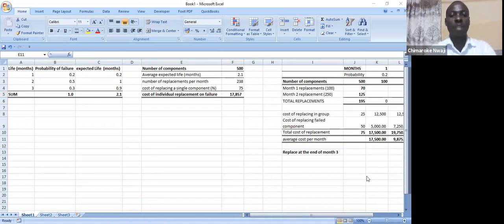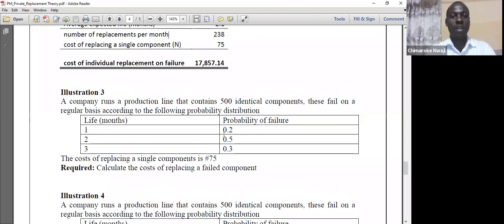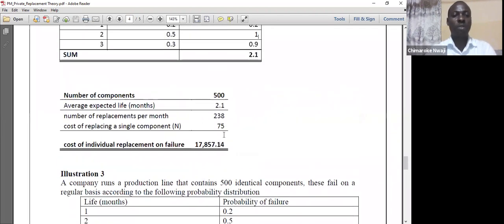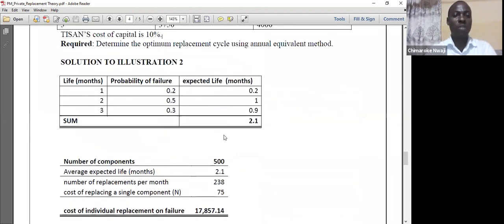Now that is the answer to that question. See it here, it is in solution 2. Since we are doing replacement theory, I'm going to give you a new solution for solution 3. All right, so that's how to answer this question.